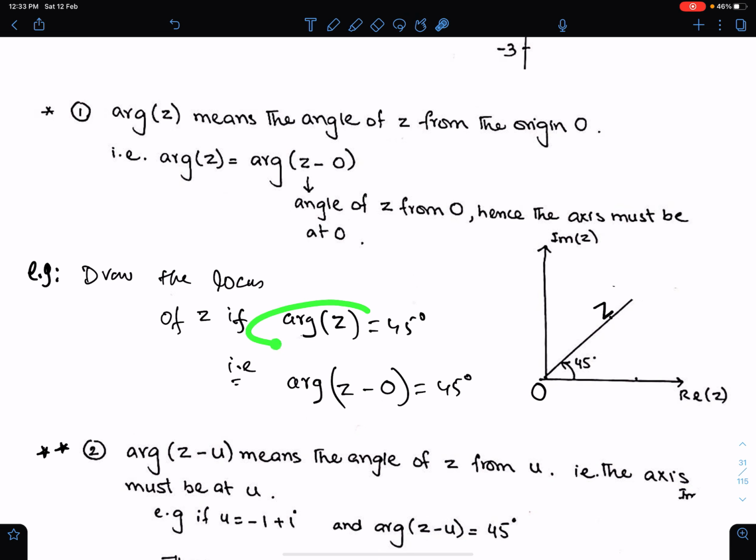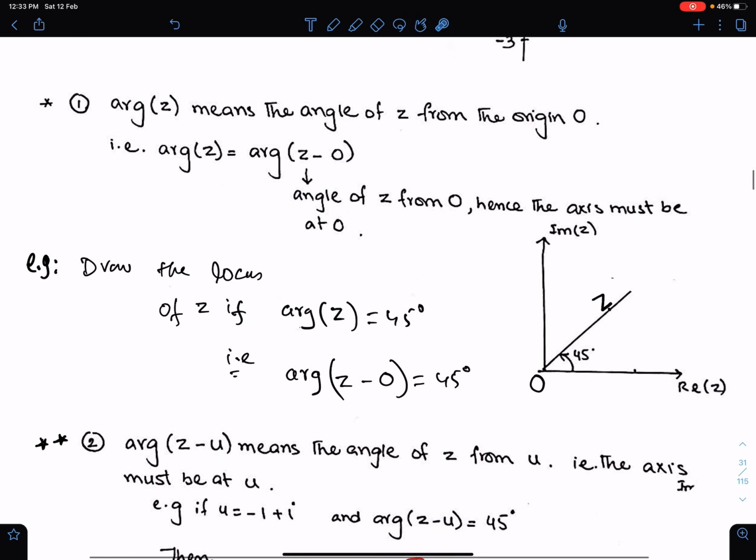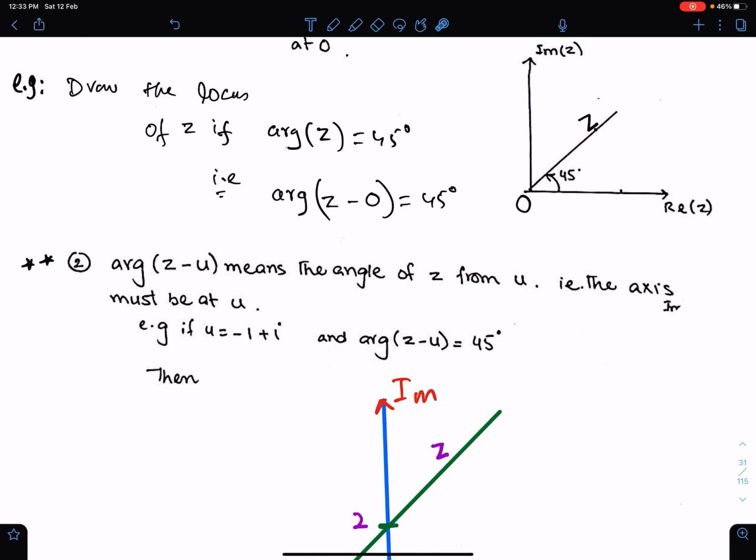This is the meaning of argument z. What if we have a different thing, like argument z minus u? This means angle of z from origin, whereas this means angle of z from u. You have to find argument of z from u, and u must be given. This is u, for example, and we have to sketch this line. We have to sketch the line of z.